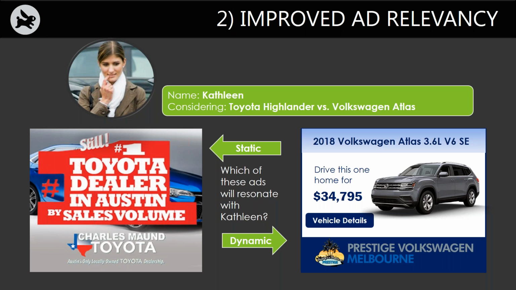And so it's just asking yourself, which one of these things do we think is going to resonate with Kathleen? Certainly the Toyota dealership saying, we're the #1 Toyota dealership in Austin, maybe that's going to make a difference. That might resonate with her. But I think we can be very sure that if Kathleen was on that Volkswagen dealership 1, 2, 3 days prior, and she was looking at that particular vehicle, it might not matter that she's currently on the recipe site looking at recipes for the PTA bake sale.